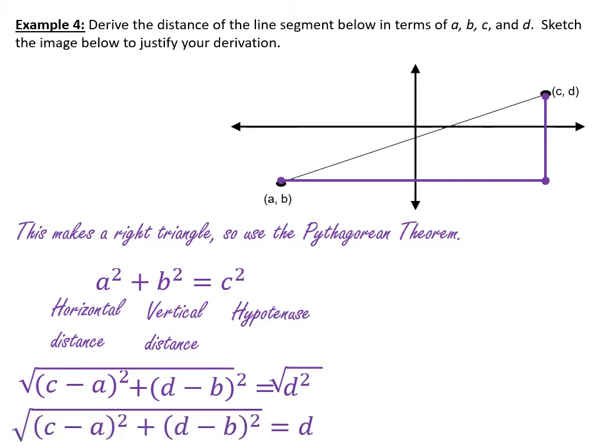So the distance between 2 points is the formula: square root of C minus A quantity squared plus D minus B quantity squared. That sum square rooted.